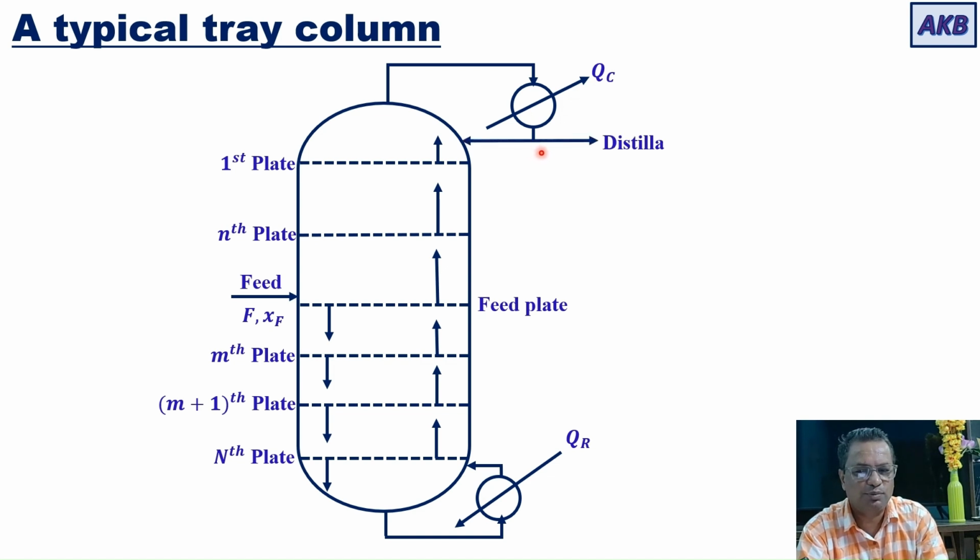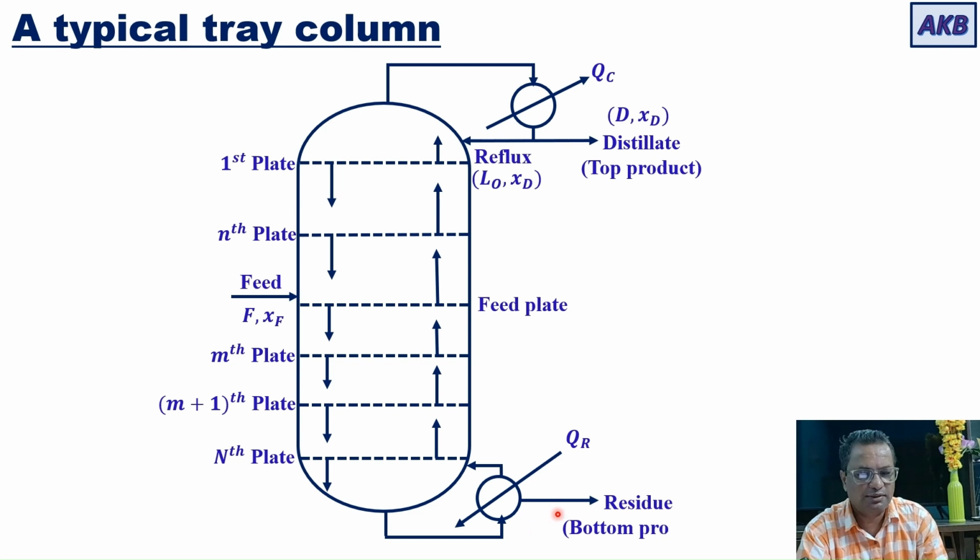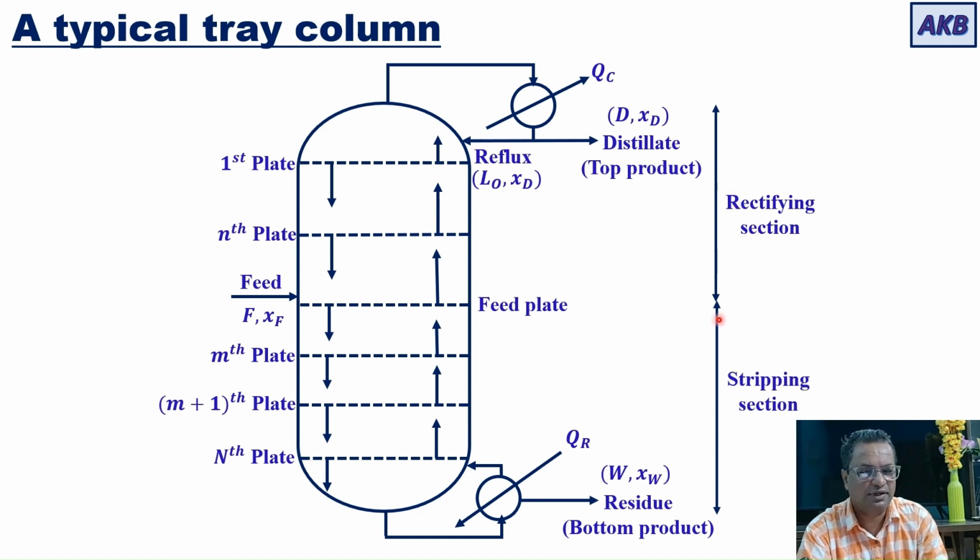Condensate will be divided into two parts. One is taken out as the top product or distillate. I'll talk about the notations. And the other portion of the condensate is sent back to the column as reflux. And we'll know more about it. After the reflux enters into the column, it will be flowing down, and on the feed plate, it will be joining the feed. Okay, so from the reboiler at the bottom, you are taking out the residue or the bottom product. Then the feed plate is dividing the column into two sections. The section above the feed plate is the rectifying section, and the section below the feed plate is the stripping section.